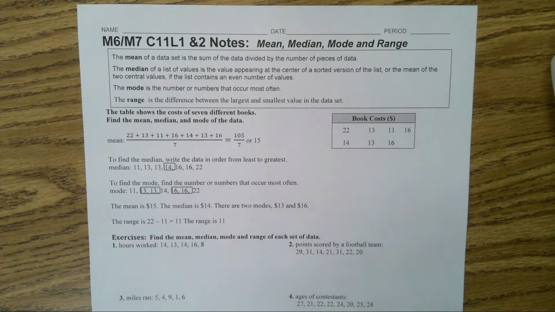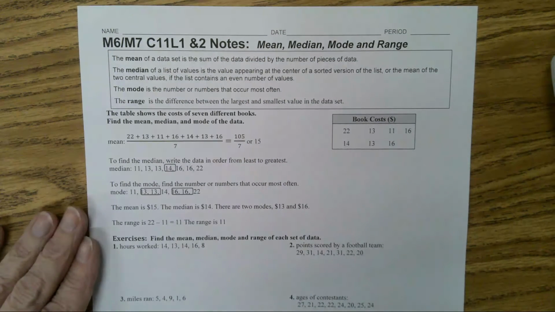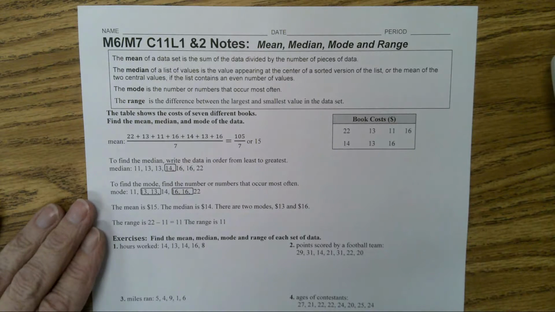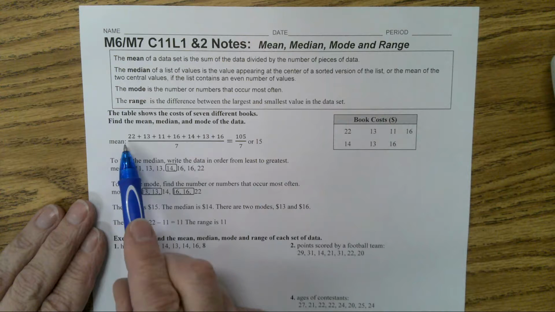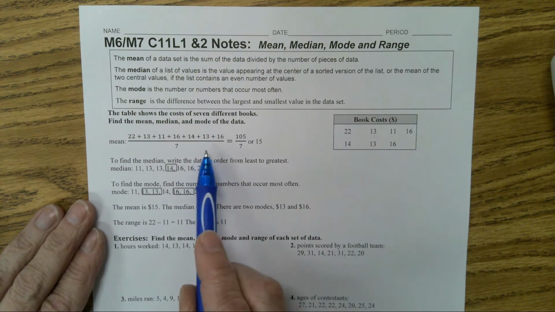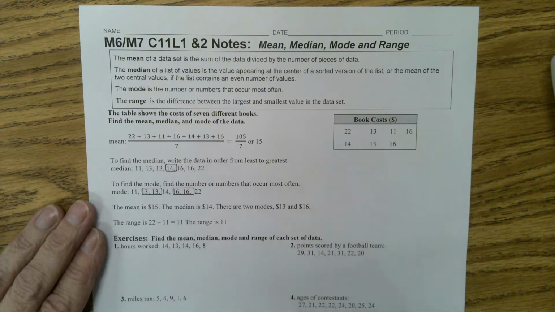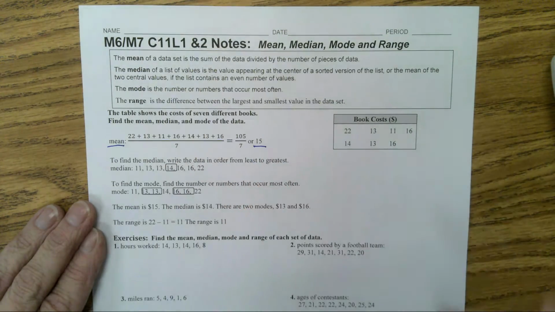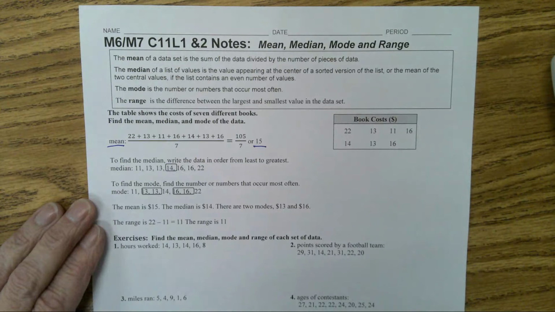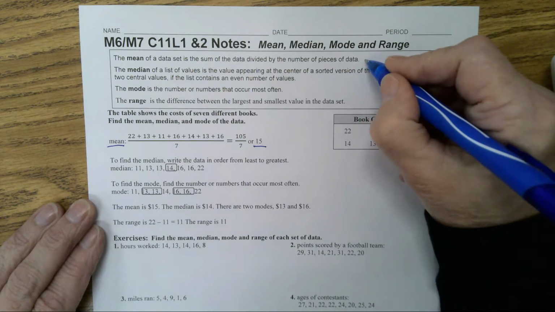These are 6th grade standards, so you do need to know the definitions and what to do for each one of these. The mean of a data set is the sum of the data divided by the number of pieces of data. Here, we've added 7 numbers. There they show the adding, and you divide it by 7. However many numbers you add, you divide it by that. So they have the fraction 105/7, which equals 15. The mean is 15. Any questions on how to do the mean? Let's put a check mark.